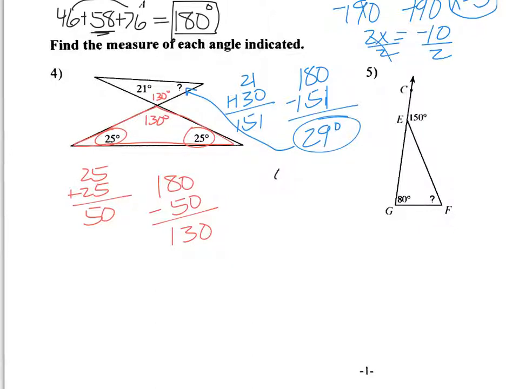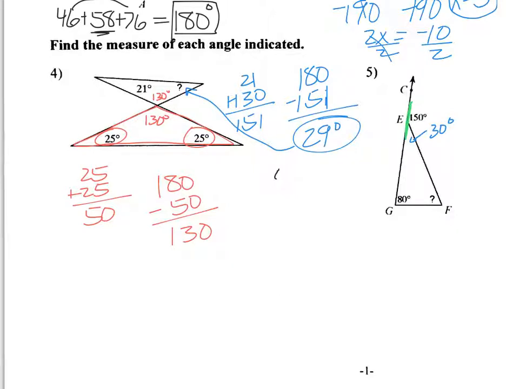All right, what about number 5? Okay, let's review real quick. Angles that are side by side here, make a line, have to equal 180. So that means this angle right here, I'm going to do this math in my head, is 30 degrees.